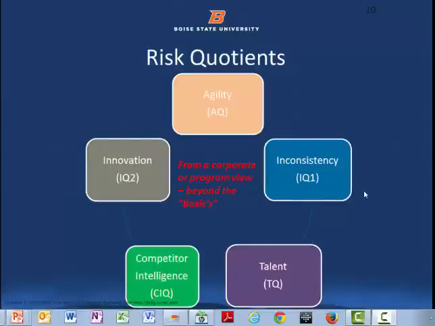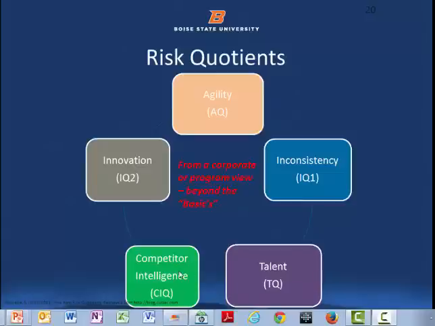Another interesting slide, noted on the bottom from a blog, talks about risk quotients for a company. And basically there are 5 key areas. Are you agile enough to respond to issues? How's your inconsistency? Are you so structured you can't move? A big one is, do you have the talent in the company? It's a good question to ask as you look at your team.